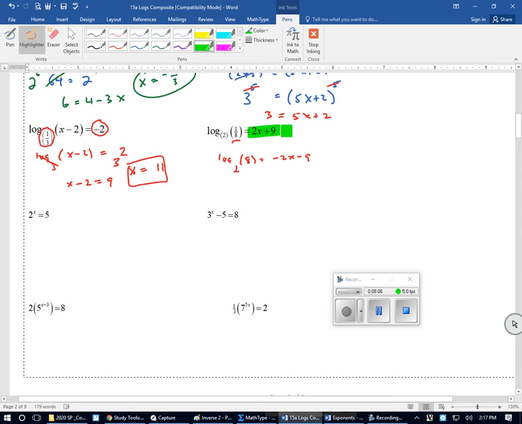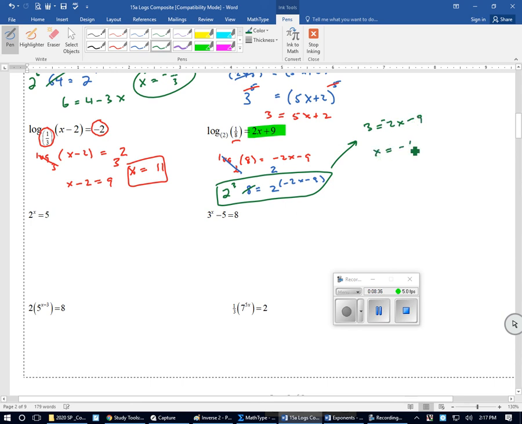Okay, what's the inverse of a log base? A base. And if I do a base of 2, that's going to cancel, and I'm going to have 8 equals 2 to the negative 2x minus 9 power. And rewriting 8, using the sheet I gave you, is 2 to the 3rd. Well, when I cancel out the bases, I have 3 equals negative 2x minus 9. So x is negative 6.